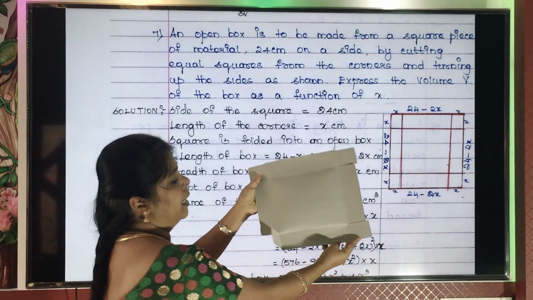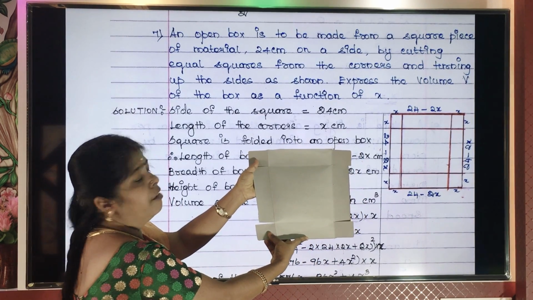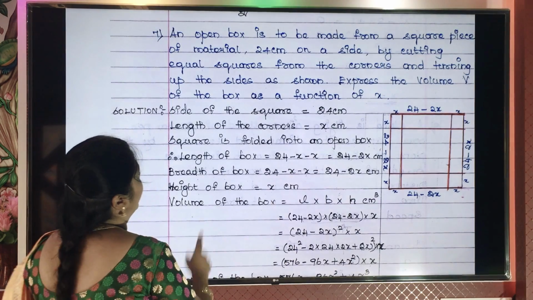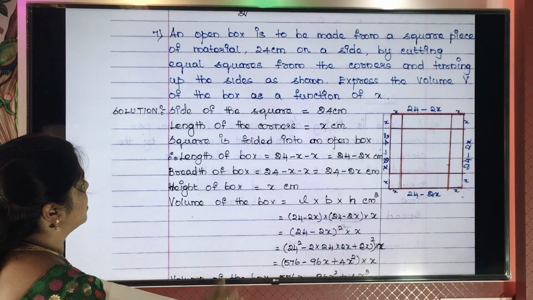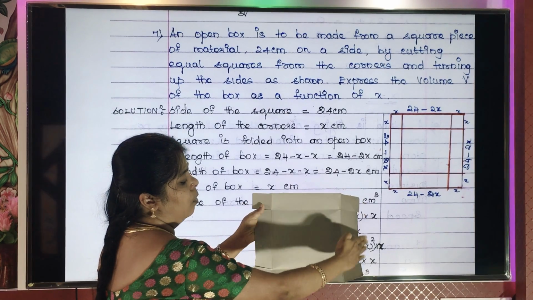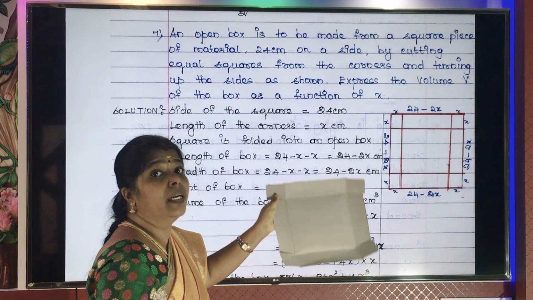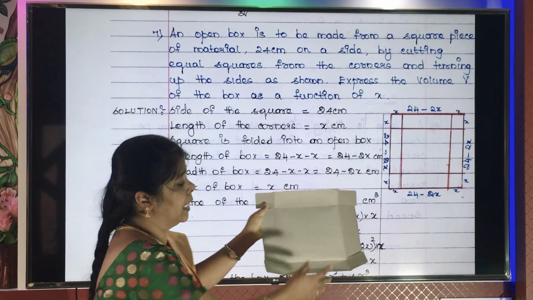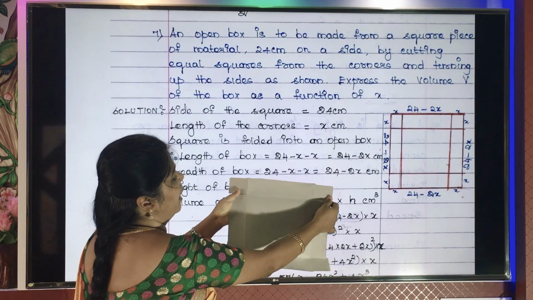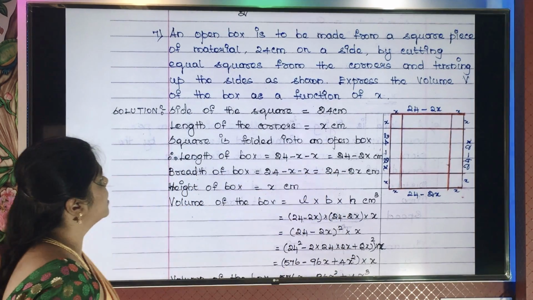Can you see the material here? Okay. This is a square piece of material, 24 centimeter on a side. So this square material, what is the measurement of this square material? Imagine it is 24 centimeter. Am I right? All the four sides are having 24 centimeter.